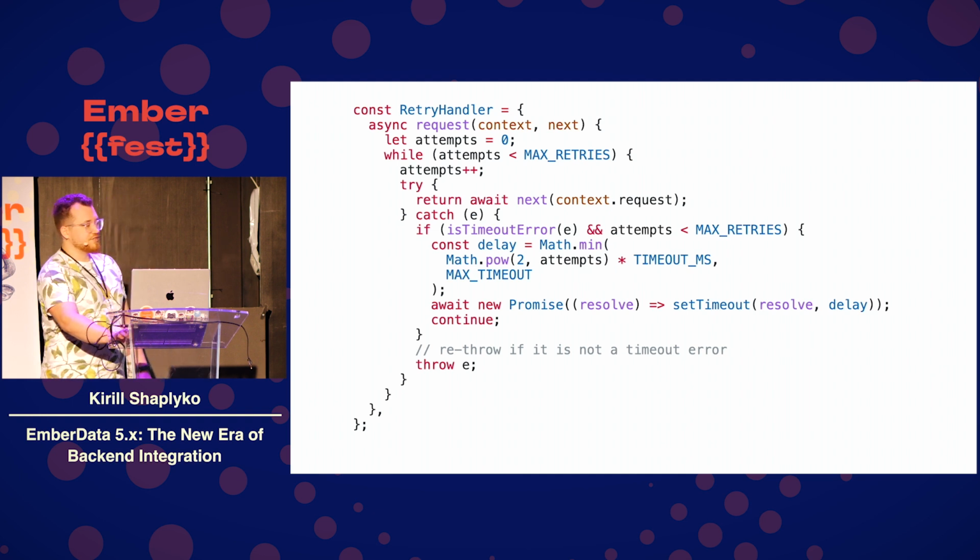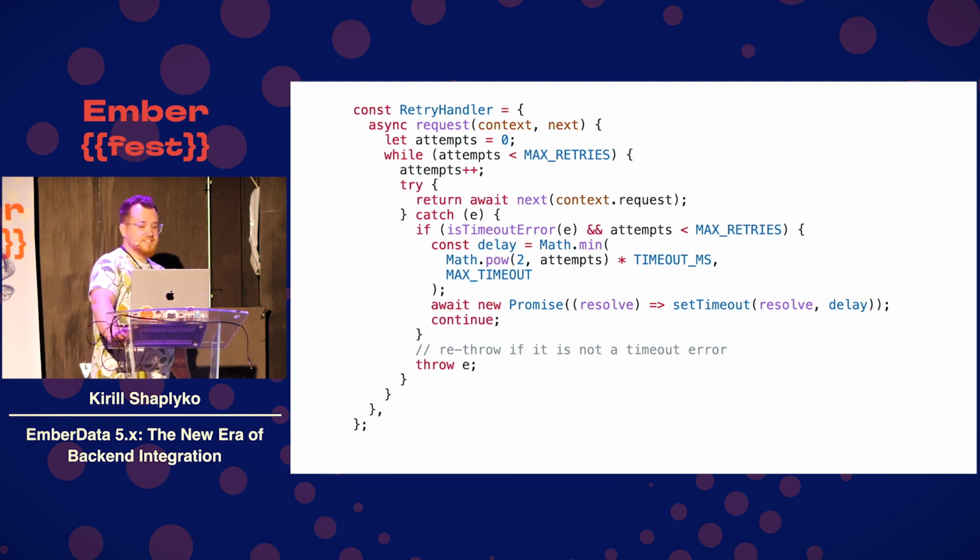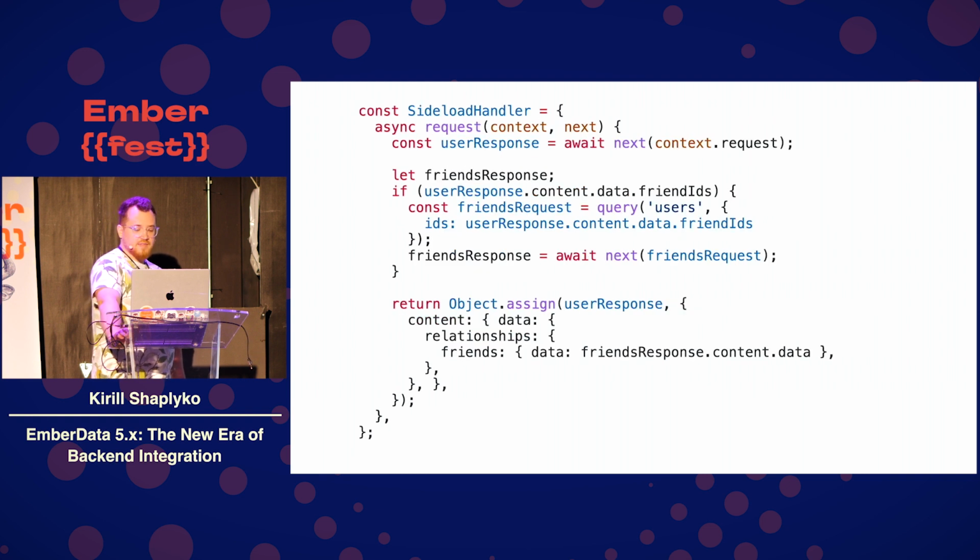Another interesting conceptual idea for the handler is the side loading. Let's say your server doesn't support includes, and you made the request for the user. You await for the request, and then you parse the payload, and you see, oh, wait, I have the friends' IDs. So let me create a new request for these specific friends, wait for the response, and put everything together in the single JSON API object and return to the store.